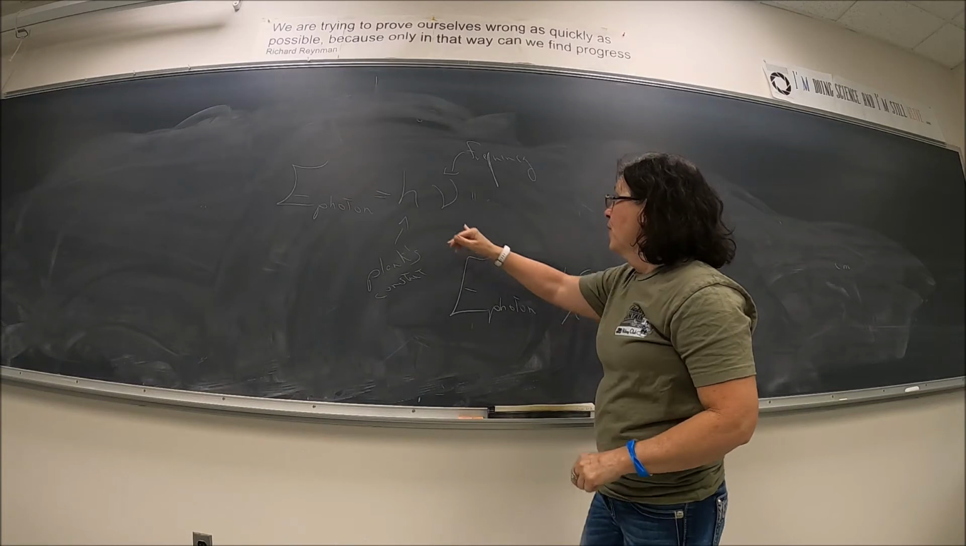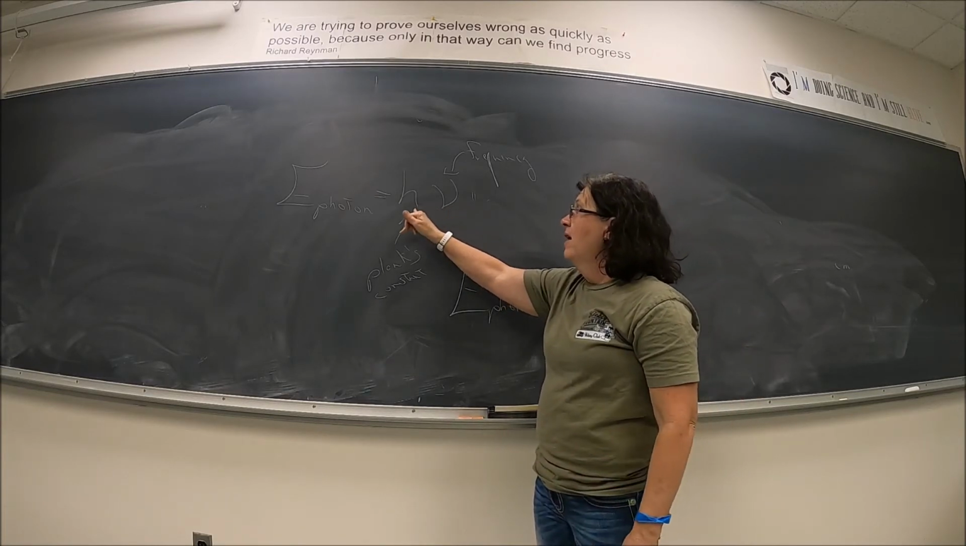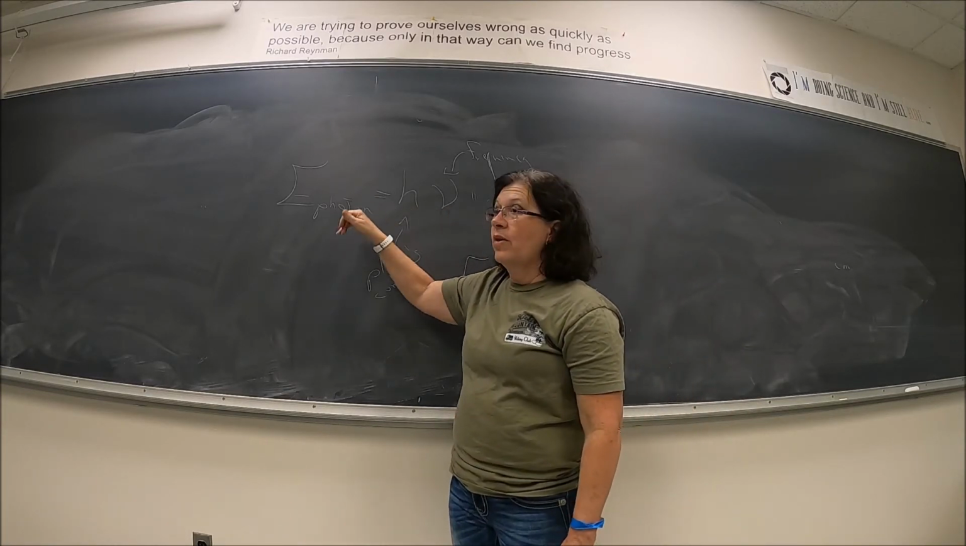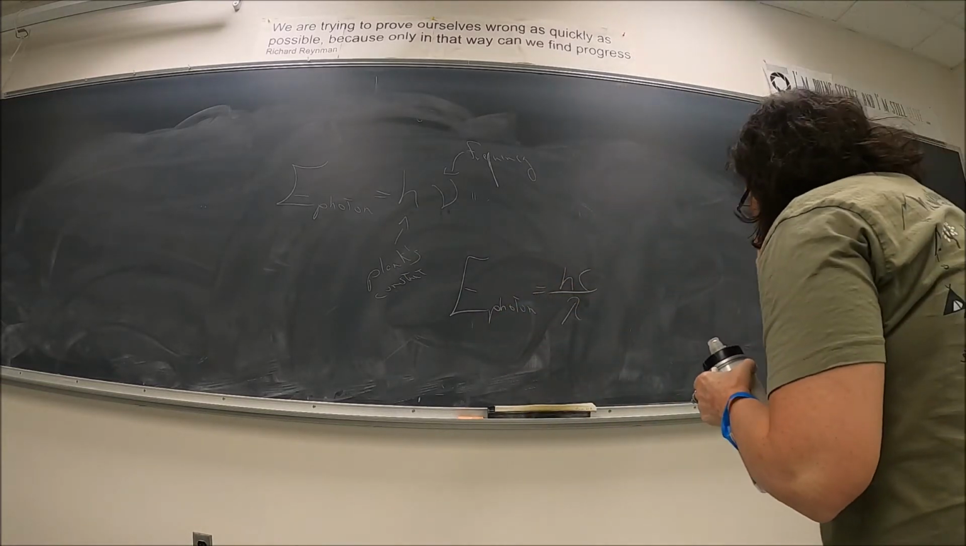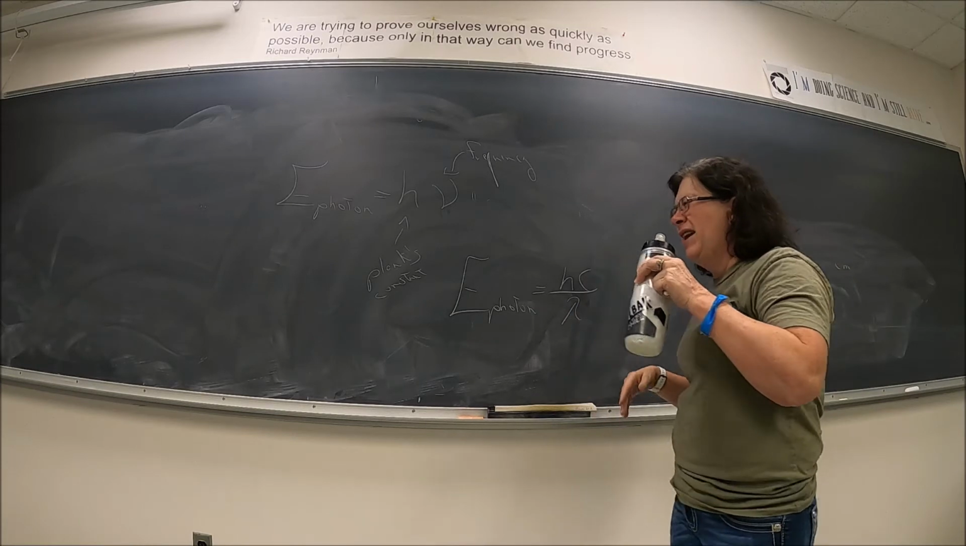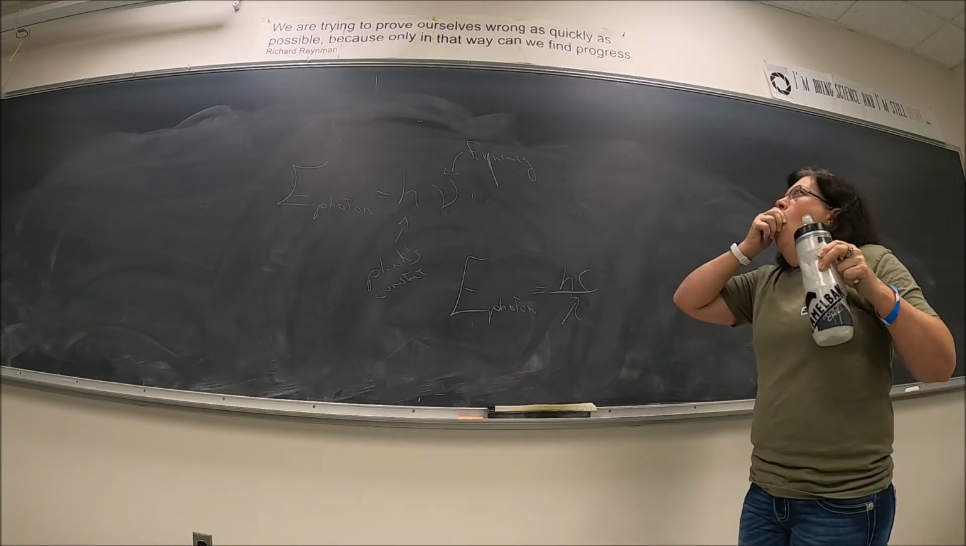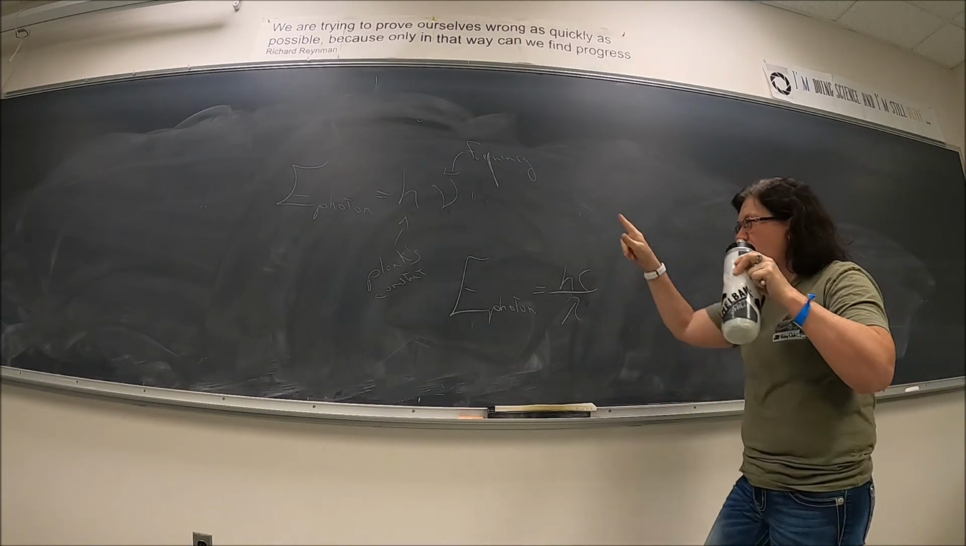So if we know the frequency of the light and Planck's constant, we can figure out what the energy of a photon is. If we know the energy of a photon, we can calculate the frequency of the light.